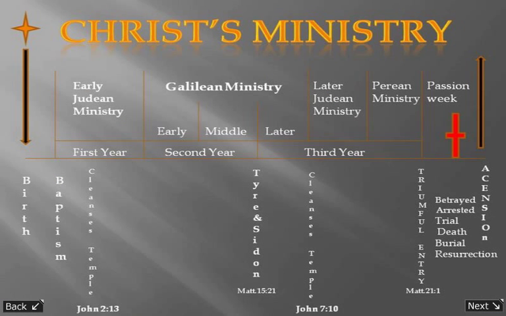Here is the chart of an overview of Christ's ministry. We have His birth. Then His baptism begins His ministry. It begins the early Judean ministry for His first year. Then we have His second year and part of His third, the Galilean ministry, where He goes up to the Sea of Galilee and the towns around that area. Then in His third year, we have the latter Judean ministry, where He comes back to Jerusalem.